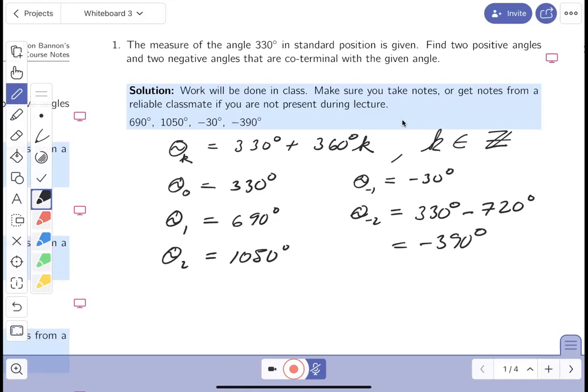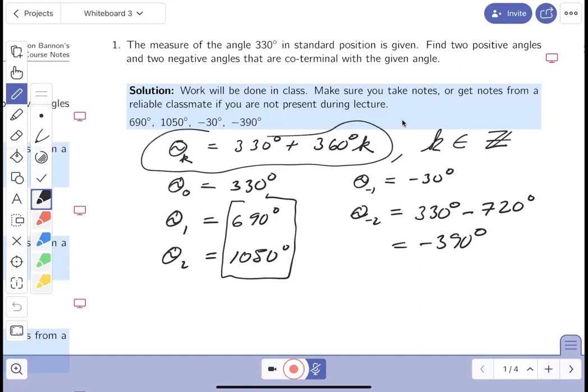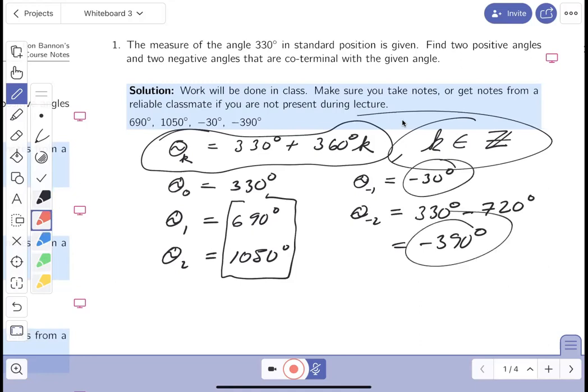Let's go back and read the question. It says the measured angle is 330 in standard position. Find two positive angles and two negative angles that are coterminal. Well, I just found a bunch. Let's write down the two positives. These are two positives that are coterminal. Again, this is a defining feature of coterminal angles in degrees, where that k is an integer. And I found two negatives, and they're over here. Let's look at the answer key, see if we got those. Again, we look at the answer key for a reason. We want you to look at the answer key. All right, that's number one.